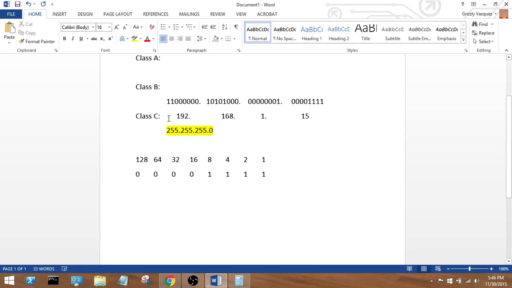So now we can see that this 192.168.1.15 translates in binary to these numbers. 11000000.10101000.00000001.00001111. I may have said a couple ones or a couple zeros, but you can see that here. All right. So now these numbers have been translated into this, right?